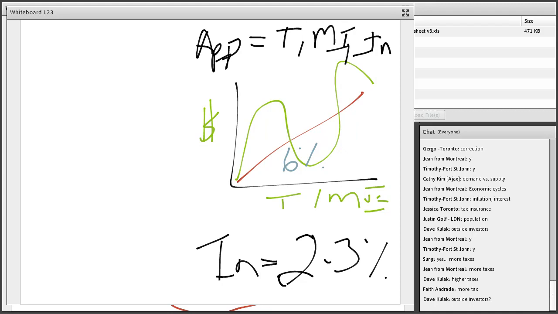This is too high. Right here is too high. This is too high. We need to bring it down. So they try to work with the tools they have to bring the market down. What they like to do is bring it down softly.